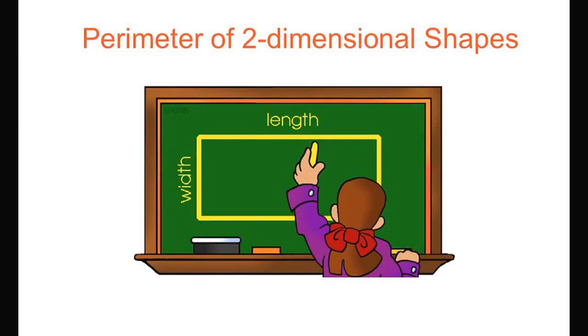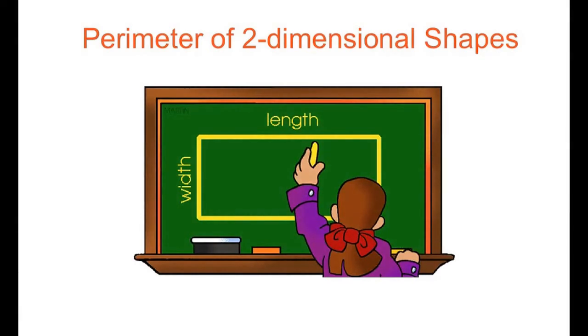Hey guys, Mr. Regan. Today we're going to look at perimeter of two-dimensional shapes. So perimeter is the distance around the figure.